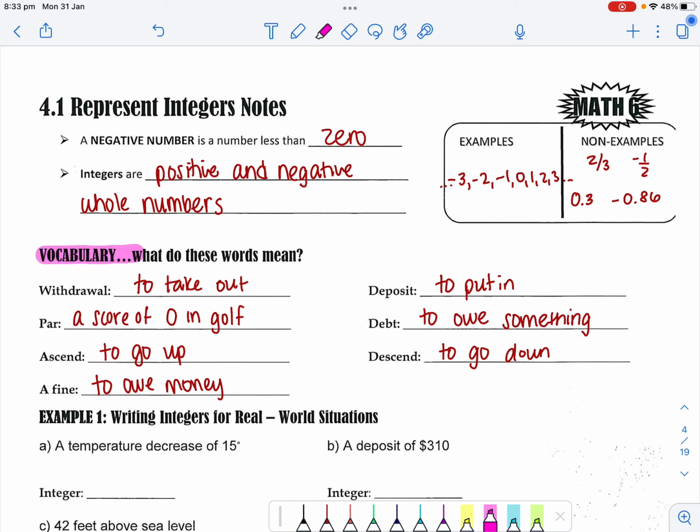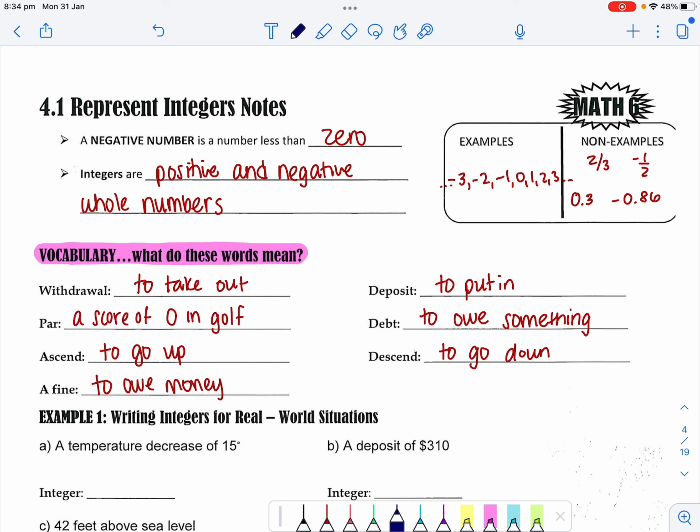This vocabulary down here, these words, are what we are going to see when we look at integers in real world situations. So it's going to be, do you recognize these words as what they represent? Do they represent something going up or going down, positive versus negative? A withdrawal is to take out, like to take money out of the bank. When you think about the bank account balance, that's what's going down. So a withdrawal is going to be a negative on your bank account.